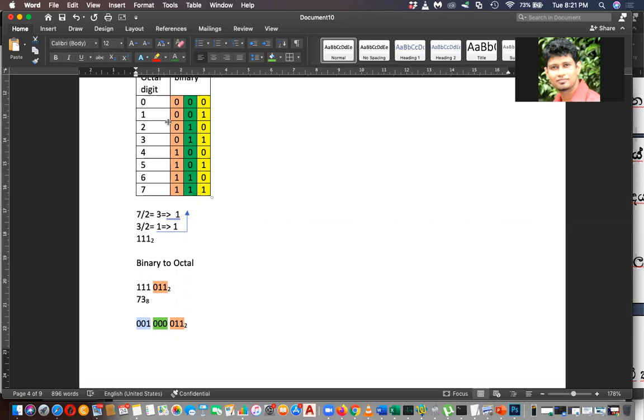Second one, 0 0 1. 0 0 1 is 1. Then triple zero. Triple zero means 0. Then you have 0 1 1, which is 3. That is the octal value of this.